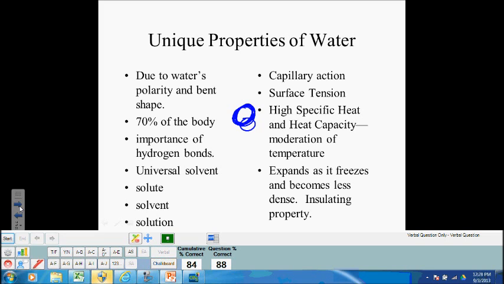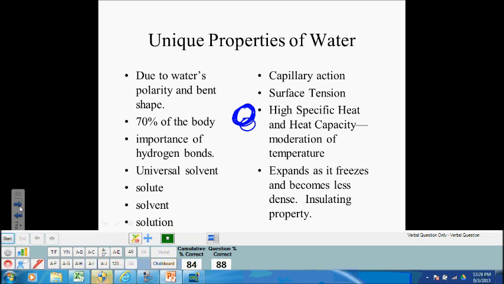What's a solute? The solute's the thing that gets dissolved. So if we're talking about making salt water, water is the solvent, salt is the solute. And when we mix them together, now we have what? A solution. And solution is what you get when you mix the two together.